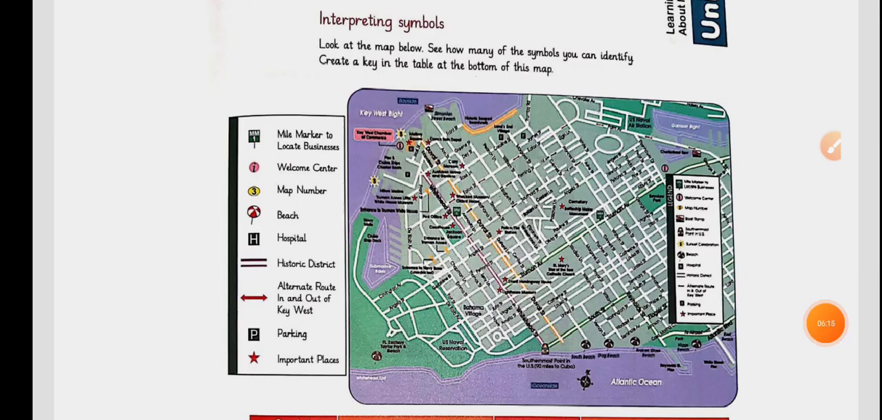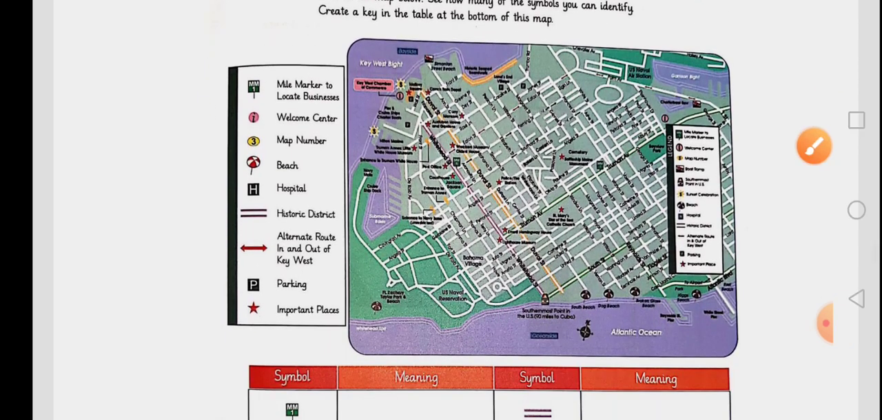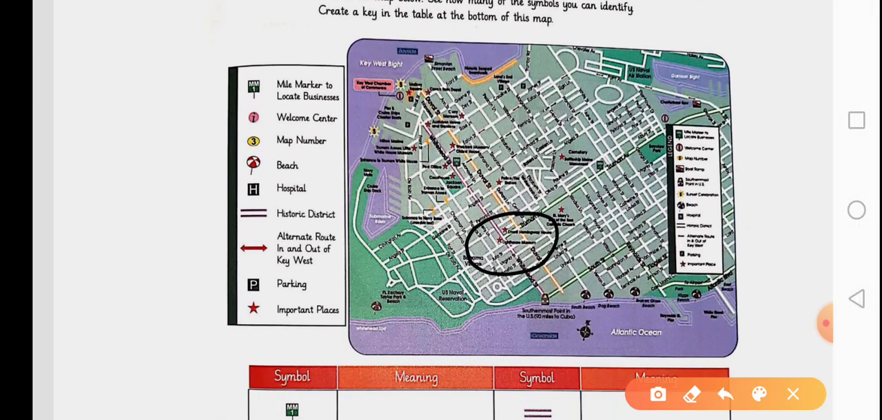And students, this is your homework for today. This is the worksheet that you have to solve. As you know, there are symbols on the map. If you look at this map, there are different symbols. Let us take the example of these tiny red stars. There are many red stars on this map. These symbols have been explained here. Red stars mean important places.